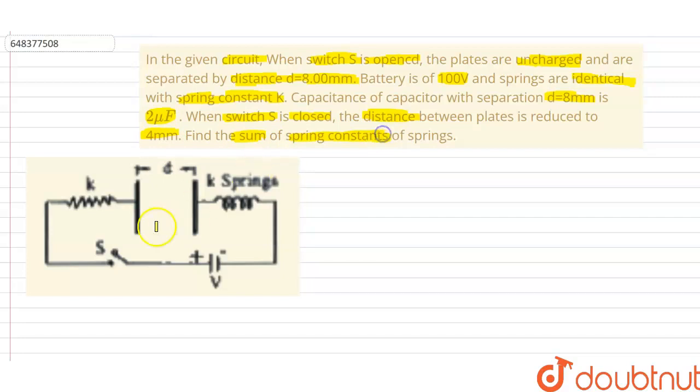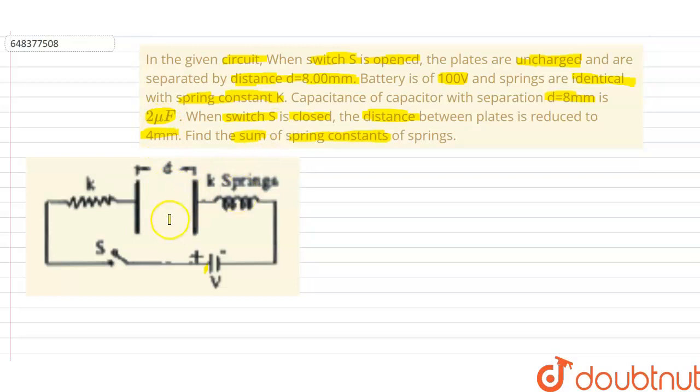They have given this circuit. In this circuit, the switch is open, so this is the switch. When the switch is open, the plates are uncharged. The distance D will denote 8 millimeter. This battery will give 100 volt supply, and then springs. These springs are identical with spring constant K. Both the springs are identical, and then the capacitance value they have given is that when the distance is 8 millimeter, the capacitance is 2 microfarad.